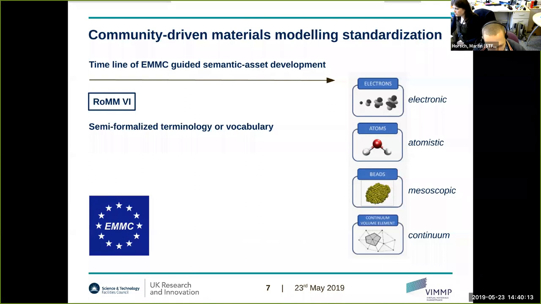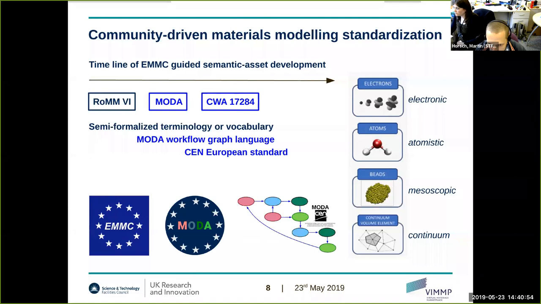So it's semantics. And the basis for this particular line of development is the Review of Materials Modeling, ROM, document that those involved with the EMMC are familiar with. And that was also discussed by Alexandra in her previous webinar. This is a human readable document. It's not machine readable. And it defines what sort of materials modeling approaches there are and a certain vocabulary that we employ together. And on this basis, MODA has been developed as an important semantic asset.